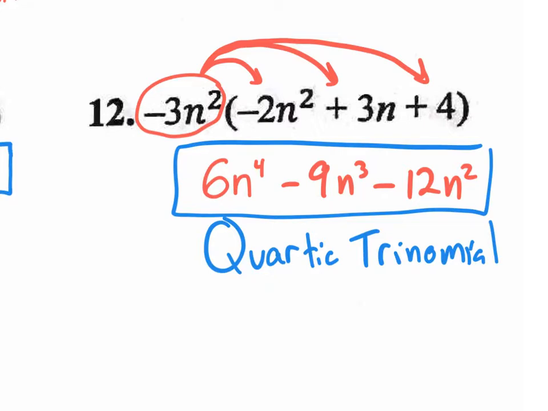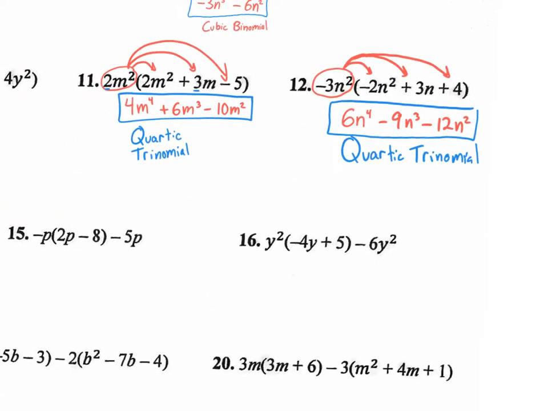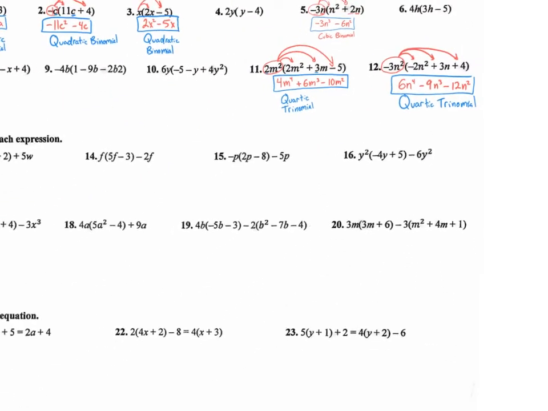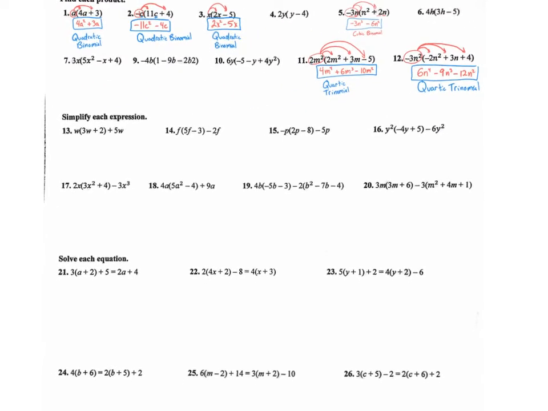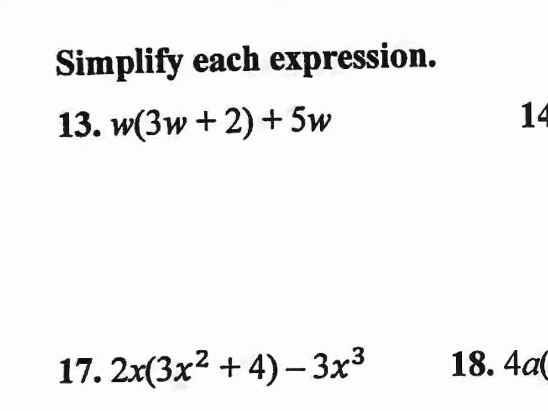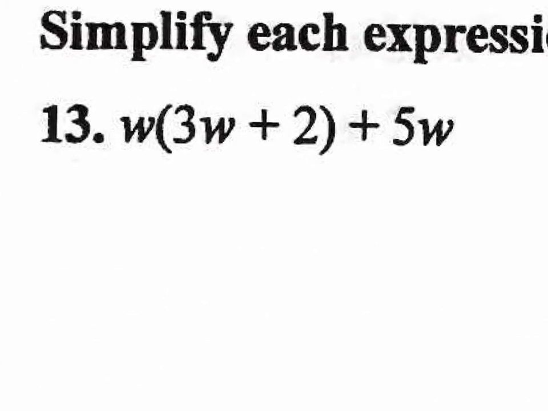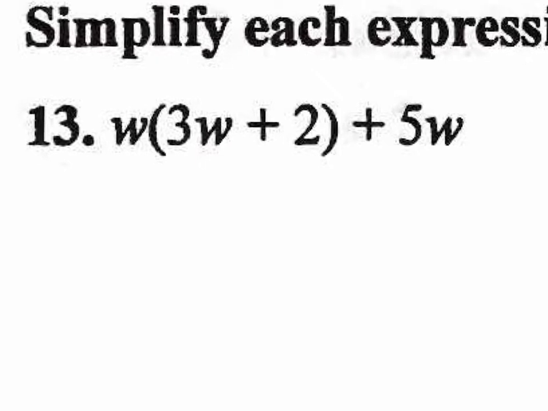Let's jump to the second part of this homework, which is simplifying. I love simplifying because it has both distributive property and combining like terms. So let's go with, I guess, an easy one like number 13. So we're going to distribute first and then combine like terms. You always multiply before adding or subtracting.